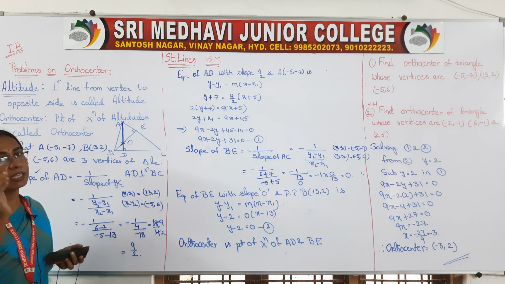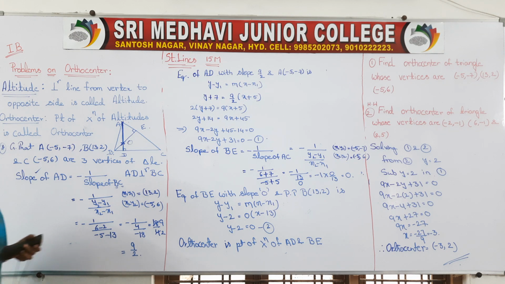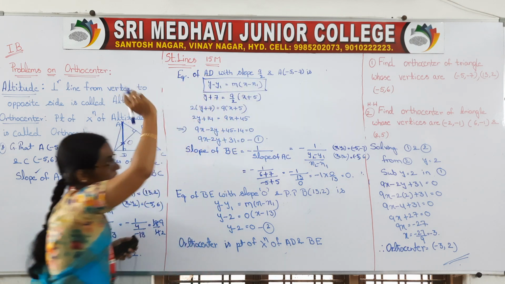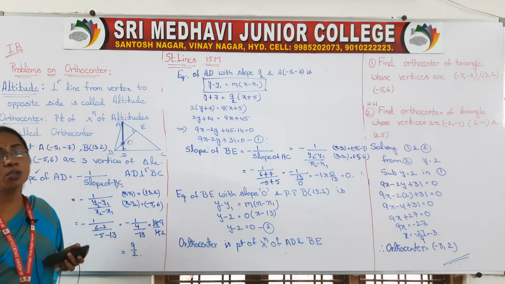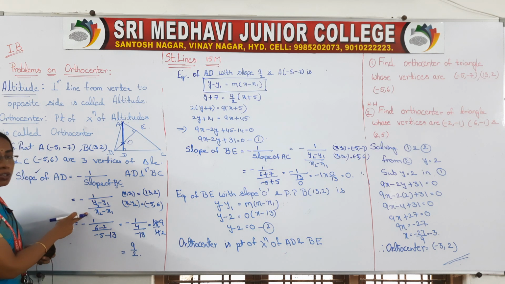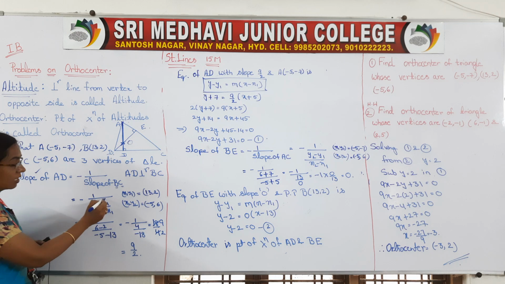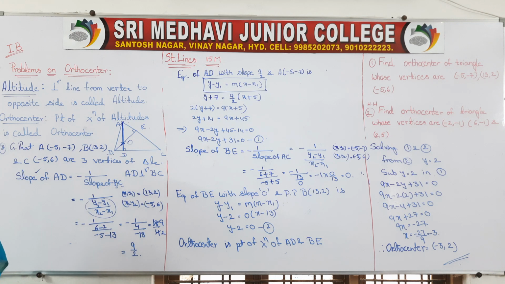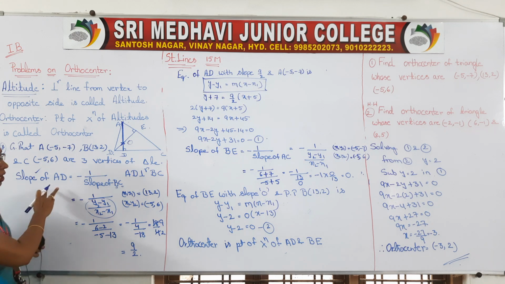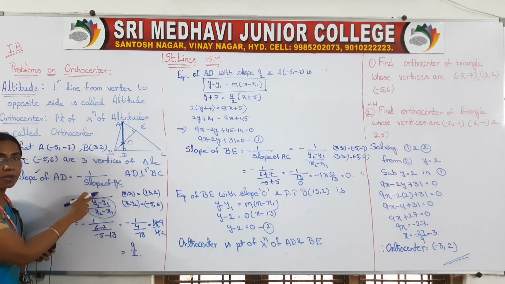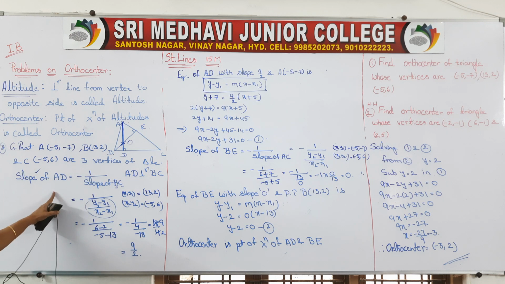So if we know the slope and one point, we can write that line equation by taking the formula y minus y1 is equal to m into x minus x1. Here we used one formula. What is that? Slope of a line. The slope formula is y2 minus y1 by x2 minus x1. And if two lines are perpendicular, the slope of one line is equal to minus 1 by the slope of the perpendicular line. We used this formula. Second one, we used this one.